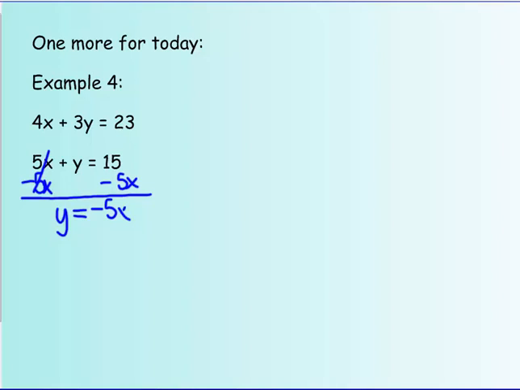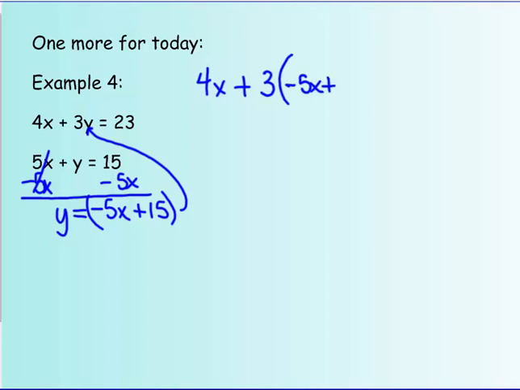And it just so happens in the examples that we've done today, we've solved mostly for y. Not always the case, though. So y equals negative 5x plus 15. I'm going to put that expression into this equation for y. So I'm substituting in what y equals. And it's got a coefficient of 3 in front of it, so yes, I'm going to have to distribute here. So 4x plus 3 times the quantity negative 5x plus 15 equals 23.